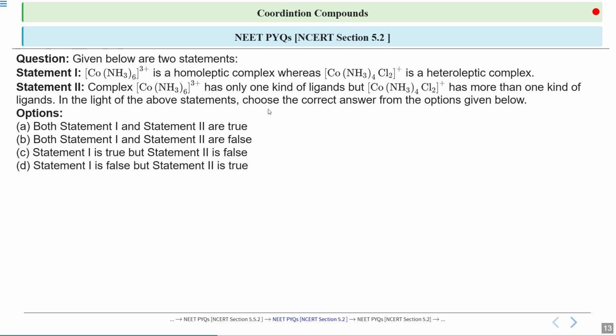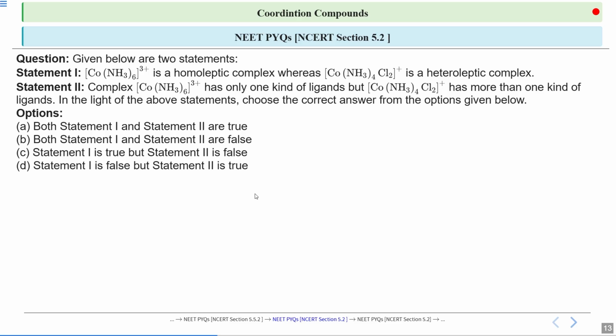In the light of the above statements, choose the correct answer from the options given below. You are given the two statements on the basis of which you have to choose the correct option. Options are: both statement 1 and statement 2 are true, both statement 1 and statement 2 are false, statement 1 is true but statement 2 is false, or statement 1 is false but statement 2 is true. So you have to select the correct option on the basis of the given statements.